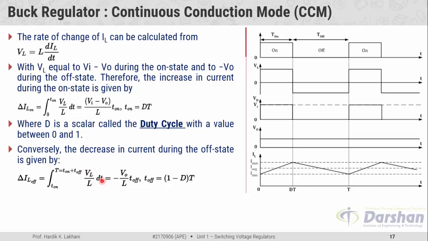Again, from the previous discussion, we know that the voltage drop across the inductor during the second interval is minus VO. So when we substitute VL equal to minus VO and do the integration, delta IL off results in minus VO divided by L, times T off. T off can be represented in terms of the duty cycle as T off equals (1 minus D) times T.